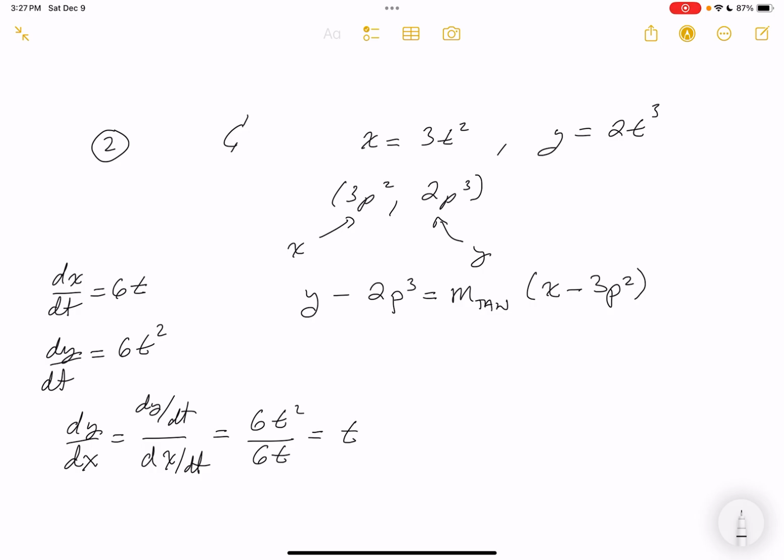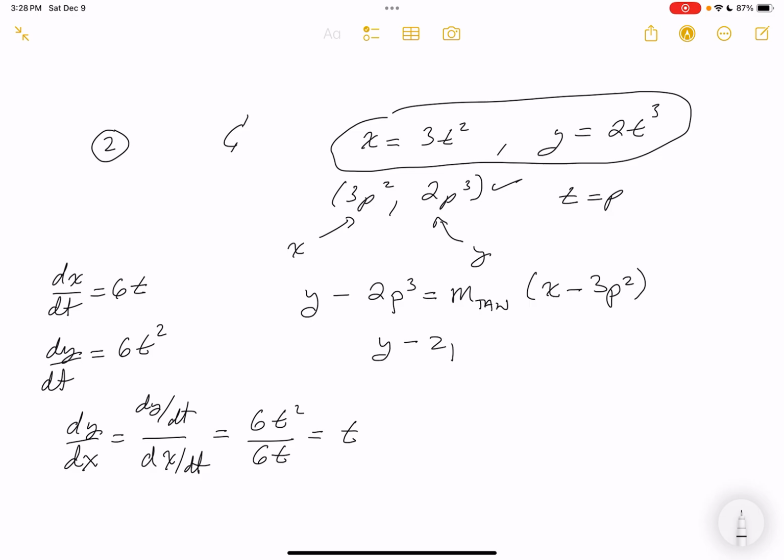Now the question is, what do I do about that? I'm looking at this thing over here, and I have this t in the problem. But I have this point, by the way. So what's the t at that point? The t is just going to be equal to p. Look at it. You get 3t squared, that's 3p squared. 2t cubed, that's 2p cubed, with t equals p. So let's write this down: y minus 2p cubed equals p times (x minus 3p squared).